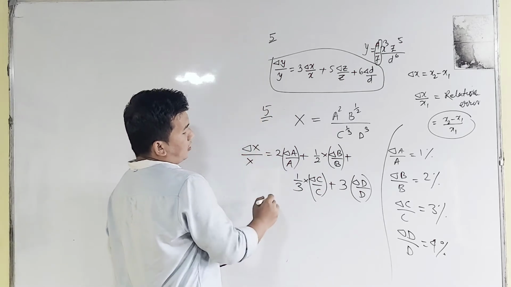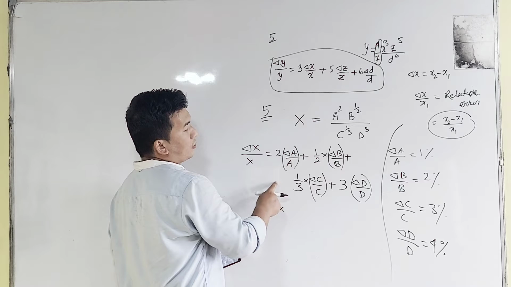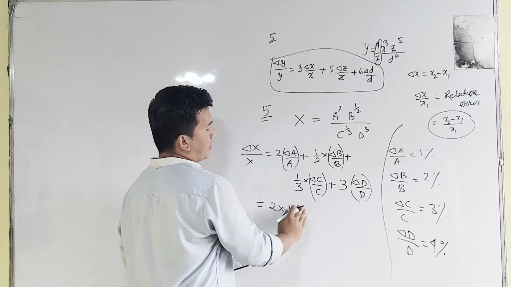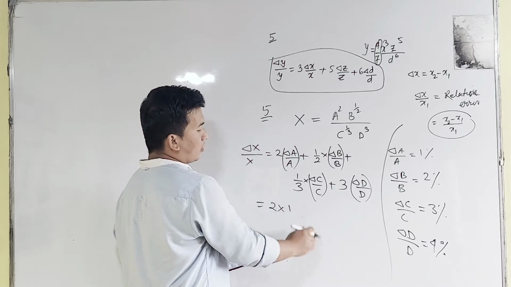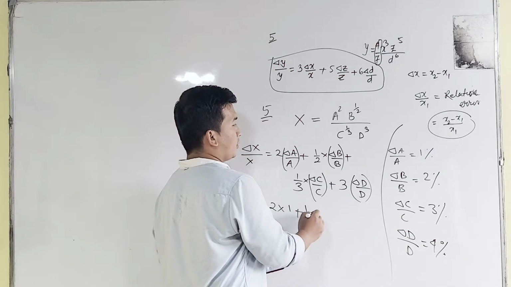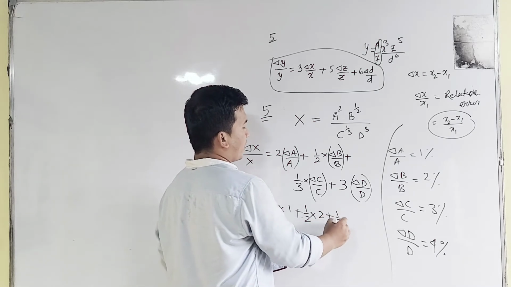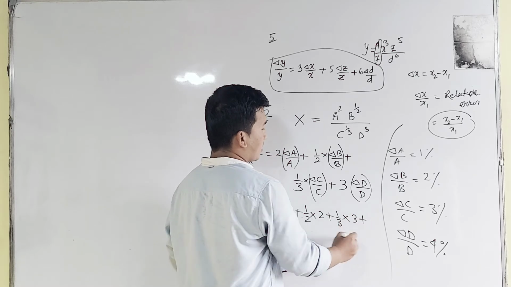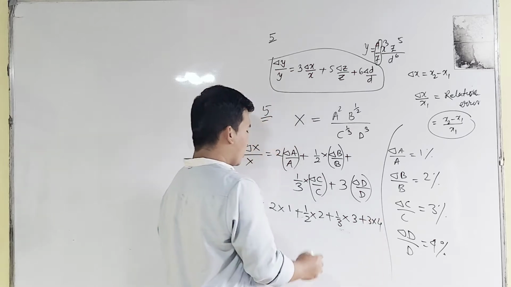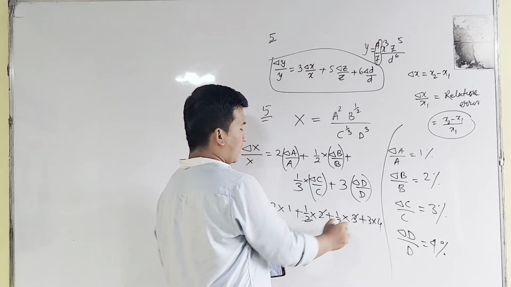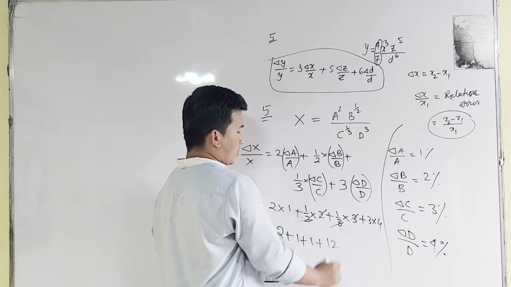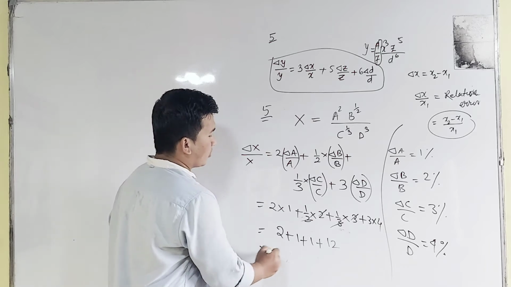Very easy. You just put the values of the relative errors: 2 into 1 plus, let us put the percentage later on, half into this is 2, plus 1 by 3 into this is 3, plus 3 into this is 4. So after simplification, 2 into 2, 3 into 3 get cancelled out. This will be 2 plus 1 plus 1 plus 12. So what will be the answer? Answer will be only 16%.